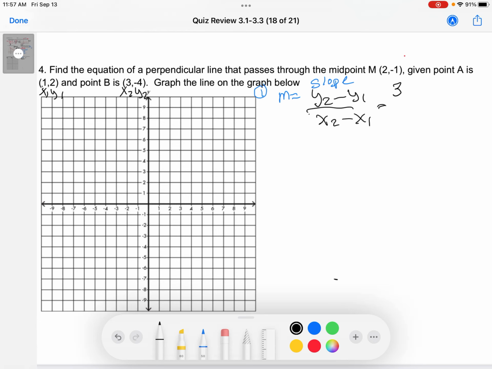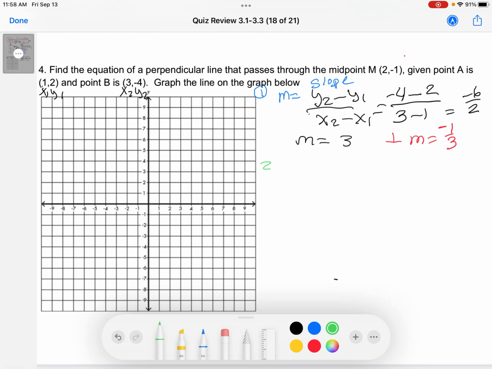So I'm going to plug things in. So y2 was -4, y1 is 2, x2 is 3, and x1 is 1. So that's -6 over 2, so that means my slope is equal to 3. My perpendicular slope is -1/3. Because remember, you flip it and take the opposite sign. The negative reciprocal is what it's called.